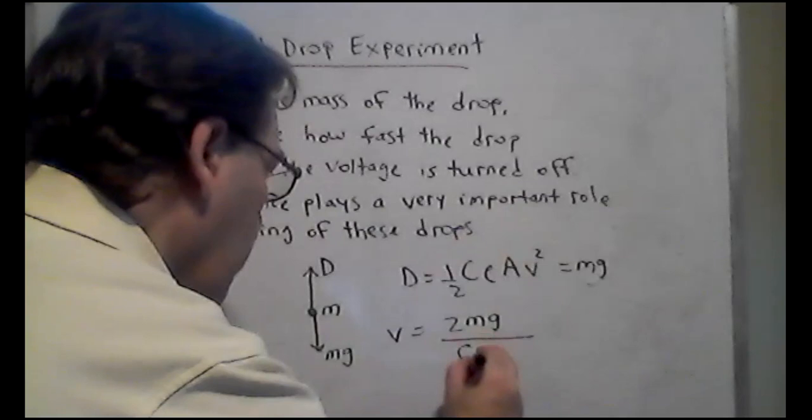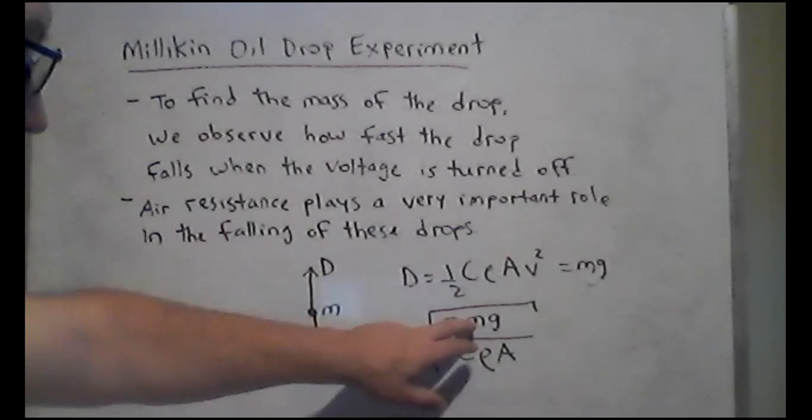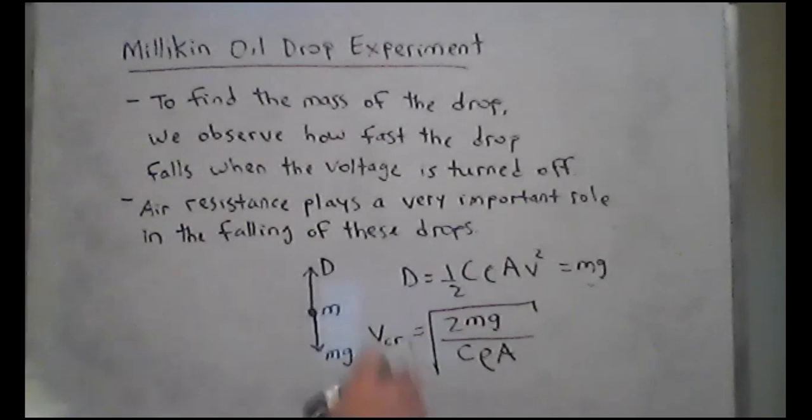Take the square root of that. So the more massive the drop, the greater the critical velocity. Again, this is called the critical speed. This is the speed where the weight and the drag force just balance, and from here on out, the body falls at a constant velocity. Why? Because there's a balancing point where the weight and the drag force have balanced out. You can analyze this, understanding that there is a drag force from the air. All right, and so this is called the critical speed. We studied this in physics one.